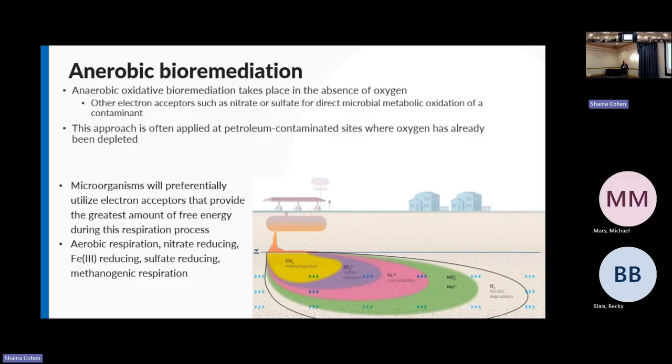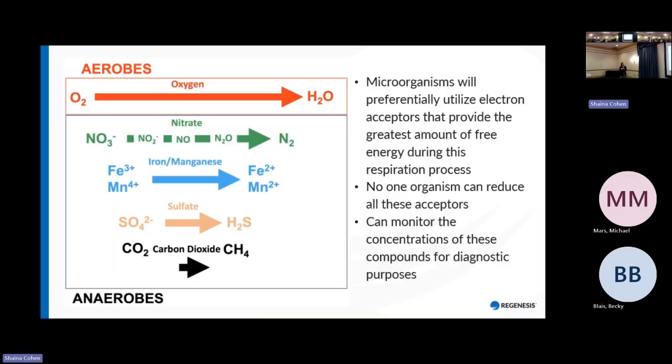So this image here is just kind of showing a snapshot in time, spatially out from your source area down toward the more dilute end of the plume. But you could almost think of this as over time if you were just looking at the source area. Essentially, we have our most energetically favorable process where the bacteria are using oxygen, then they go down to nitrate, then iron, sulfate, and ultimately we get the methanogens that are active as the least energetically favorable reaction here.